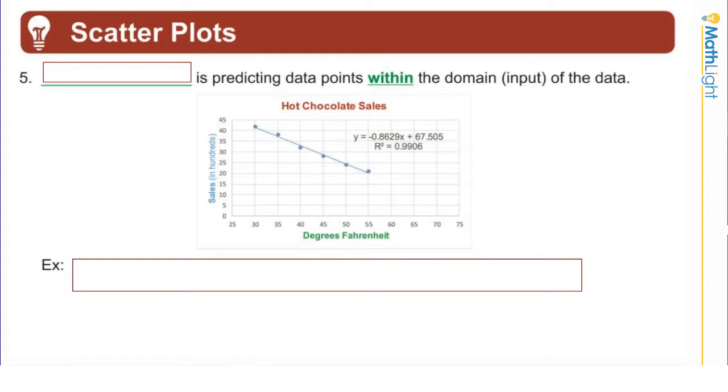Well, we have a couple terms, and these terms are important that you know. All right. It's a little bit harder to test you over them besides the term itself, but the first one is interpolation. Interpolation. And what is that? It's predicting data points within the domain or input of the data. All right, so you can see here I have a scatter plot, very strong. What kind of correlation? Strong what? Strong negative correlation. This is a strong negative correlation.